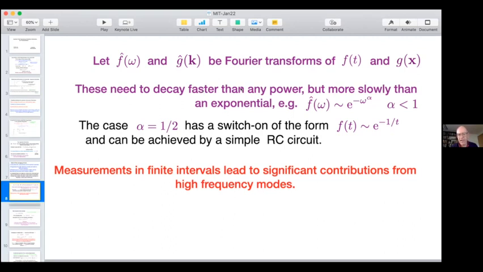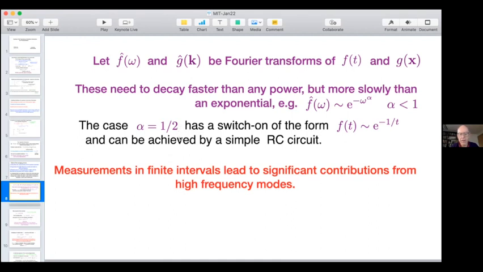to decay faster than any power. But they actually will also, in order to be compactly supported, need to decay more slowly than exponential. And the characteristic rate of decay is as an exponential of a fractional power. Now, in fact, in some of our papers, we constructed a class of these functions that are described by a parameter alpha, where alpha is some real number between 0 and 1. And the case alpha equals 1/2 is of special interest.